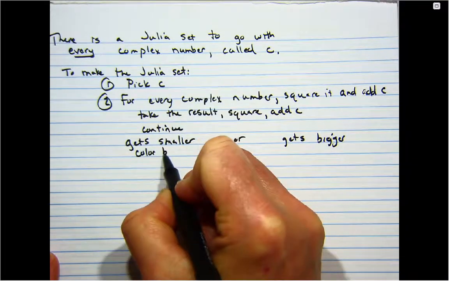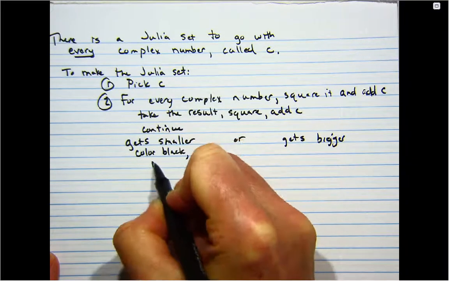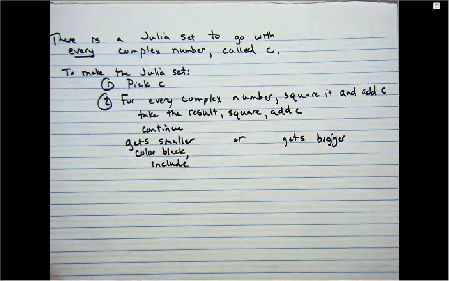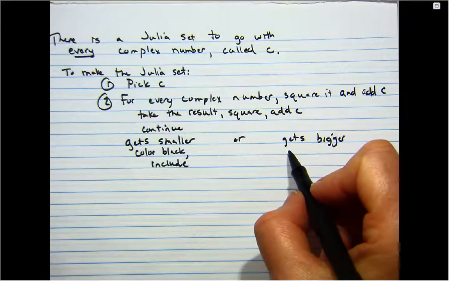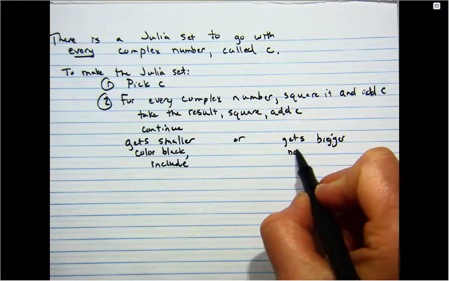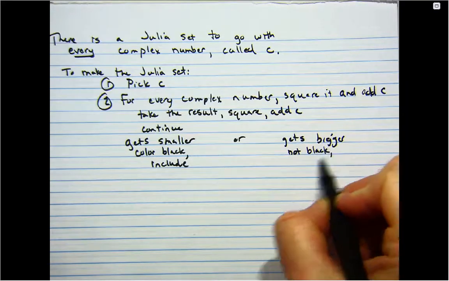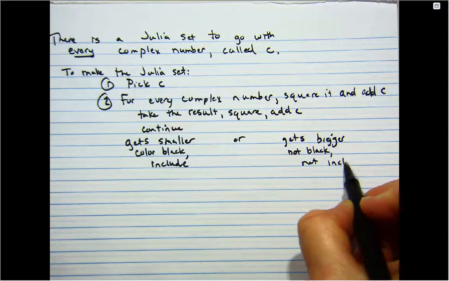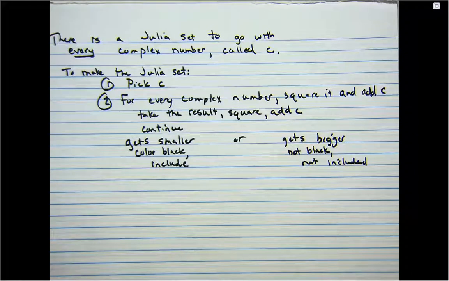So how do you define the different changes? And you include it in the Julia set. If it gets bigger, then it's not going to be black. It's not going to be included. So every number in the complex plane is associated with the Julia set.